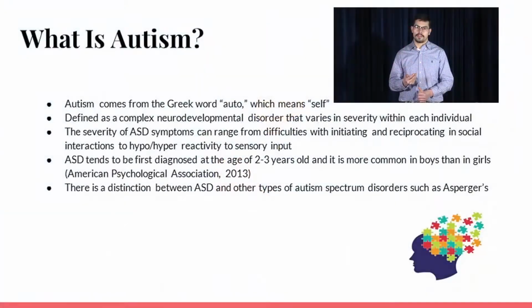Before we discuss the nature of Asperger syndrome, we have to first define what autism is, as it falls on the autism spectrum. And the word itself, autism, stems from the Greek word autos, which means self. And according to the APA, it is defined as a complex neurodevelopmental disorder that varies in severity within each individual, ranging from hypo or hyperreactivity to sensory input, or difficulties with initiating or reciprocating in social interactions. And autism tends to be first diagnosed at the ages of 2 to 3.